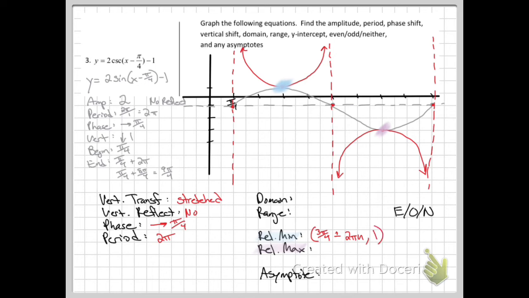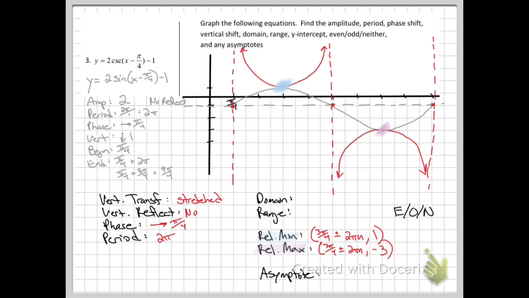See if you can do the relative max the same way. We were counting by fourths, so 4, 5, 6, 7/4. It's going to repeat every period. And its value is -3. So get used to the fact that your relative min might be higher than your relative max.